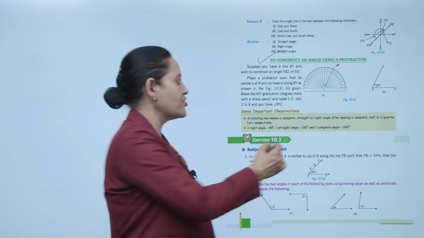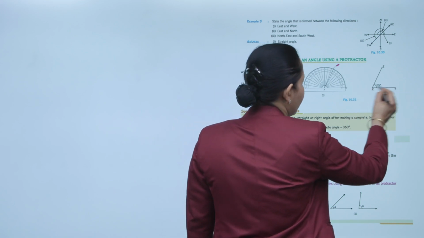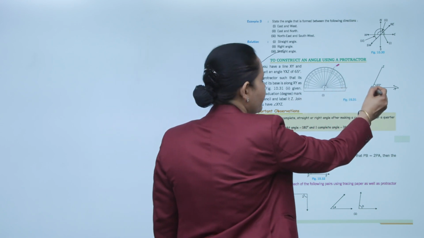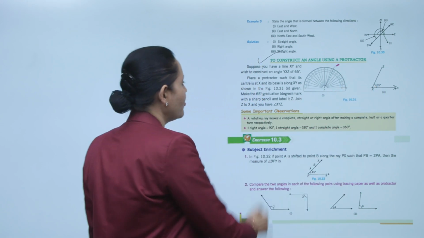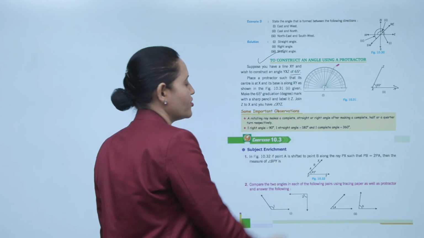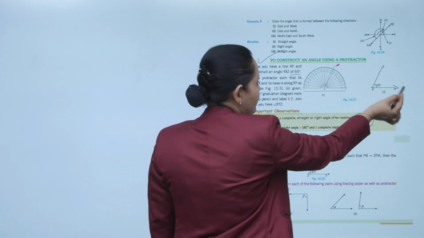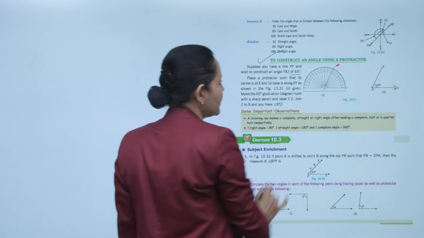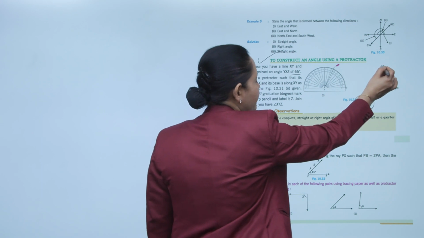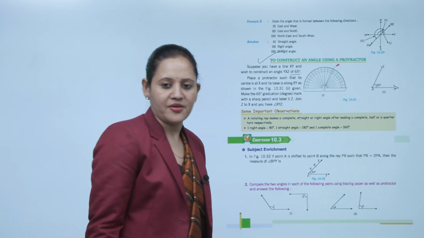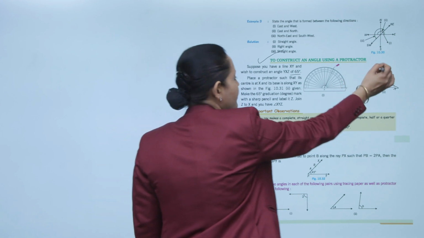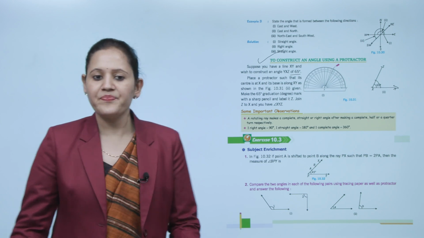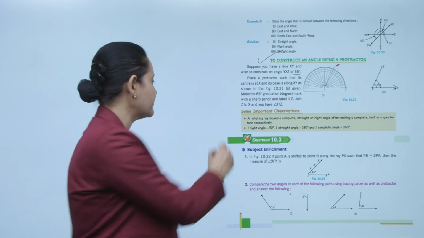So what will you do? First you will draw a ray XY. Now you will take the protractor and put the center point here, it should be on X. Now you have to make the angle of 65 degrees. So you will read the graduation mark. You will take the scale where on XY it is 0 and where it is 65 degrees, you will mark the point, that is Z. You will join X and Z together. So this angle is of 65 degrees. Clear? Next are some important observations.